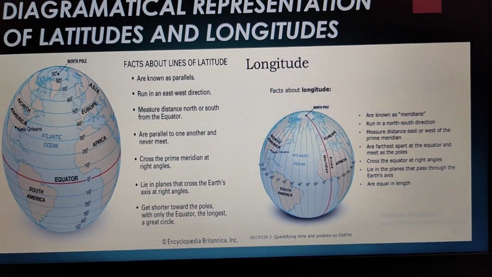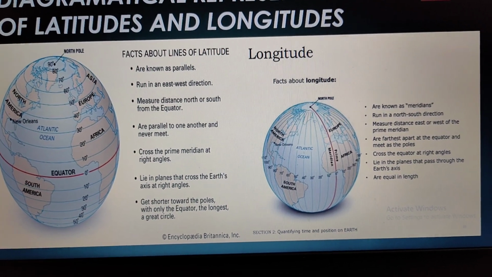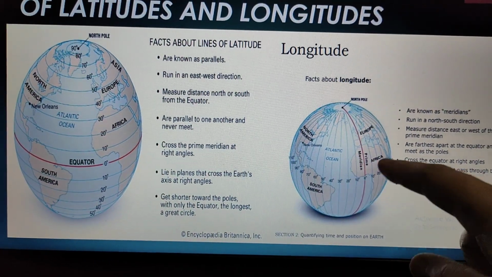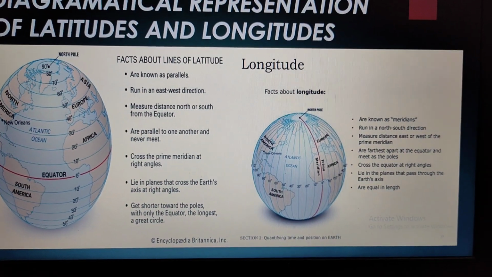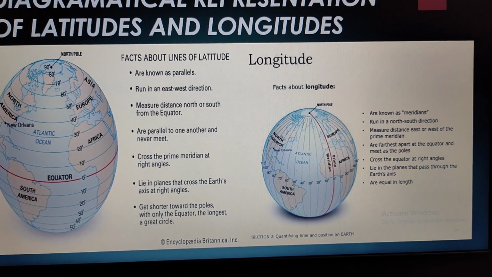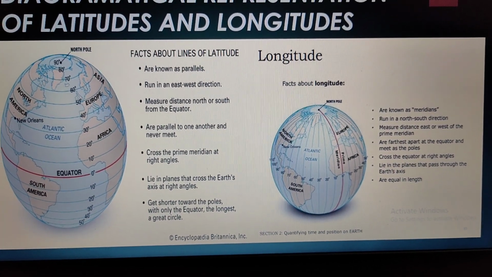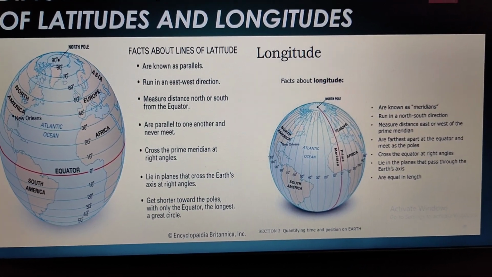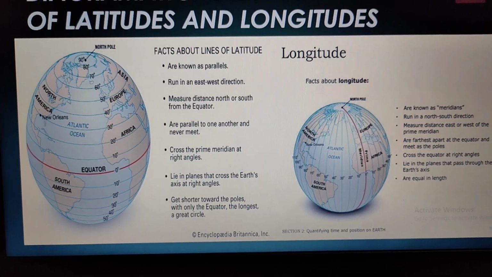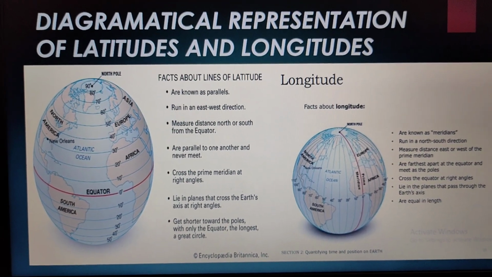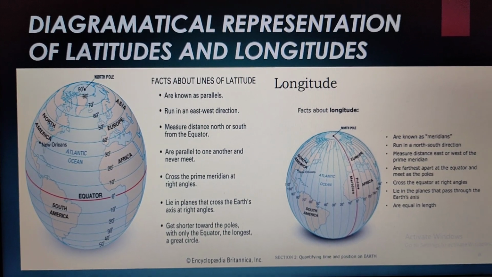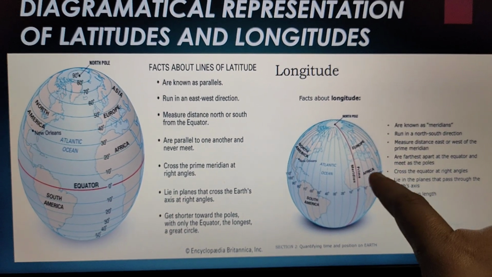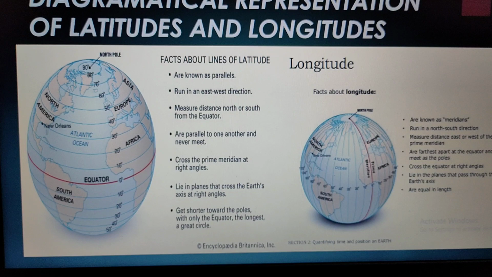So what are longitudes? They are known as meridians. They run in a north-south direction, but they measure distance from east to west. They are farthest apart at the equator and meet at the poles. They cross the equator at right angles, lie in planes that pass through the Earth's axis, and they are equal in length, right? So the difference between latitude and longitude: as latitudes move towards the poles, they get shorter, but the longitudes are equal in length. And with the help of these degrees which are given, how will we locate the location?